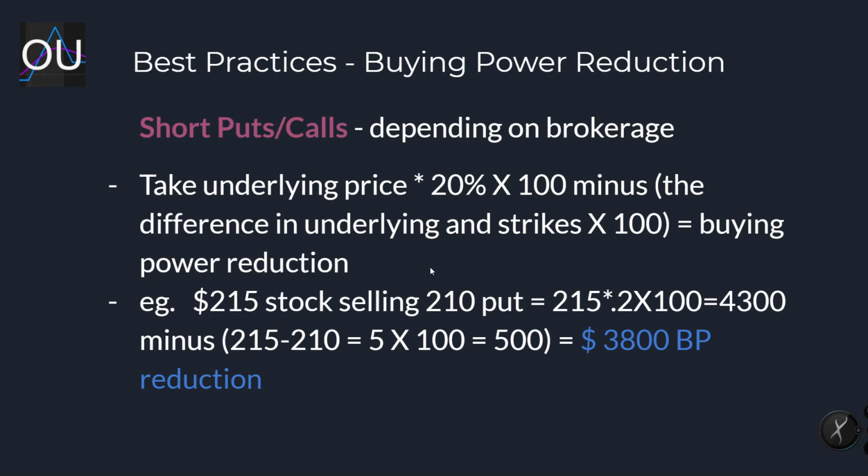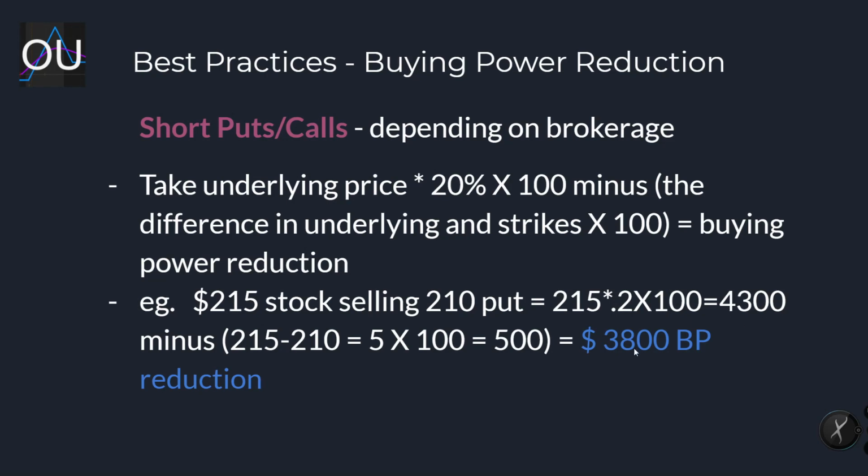As an example, let's say a stock is selling at $215, and you want to sell the 210 put. You would take 215 times 0.2, or 20%, times 100, which gives you $4,300, minus the difference between the underlying and the strike price, which is 215 minus 210, equals 5, times 100, equals 500. So your initial buying power reduction is $4,300.